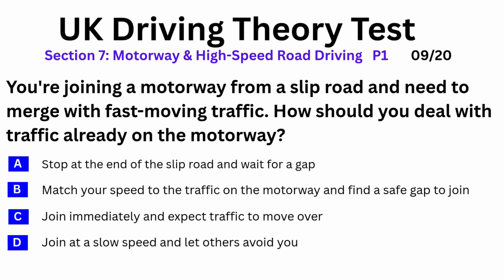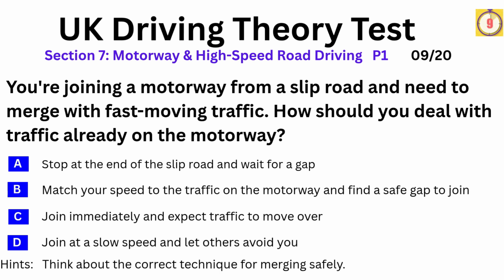You're joining a motorway from a slip road and need to merge with fast-moving traffic. How should you deal with traffic already on the motorway? Correct answer is B. Match your speed to the traffic on the motorway and find a safe gap to join.